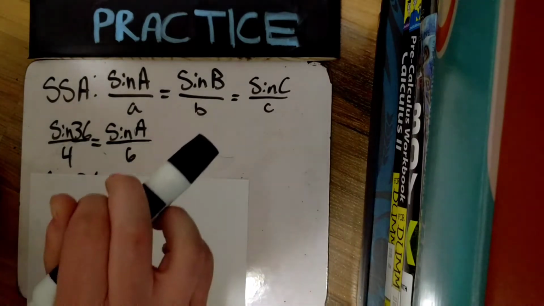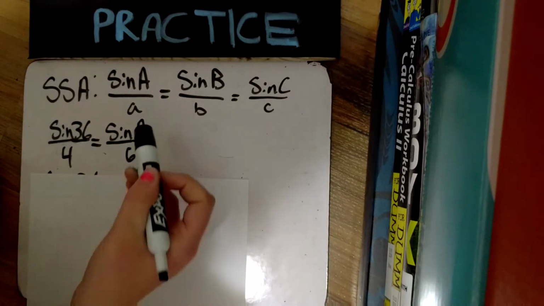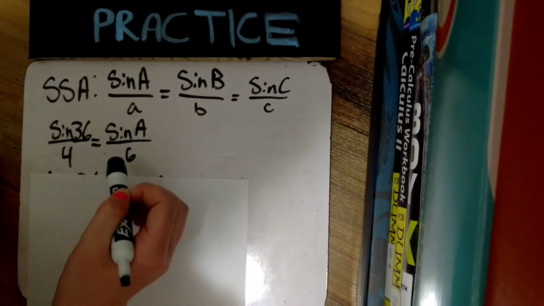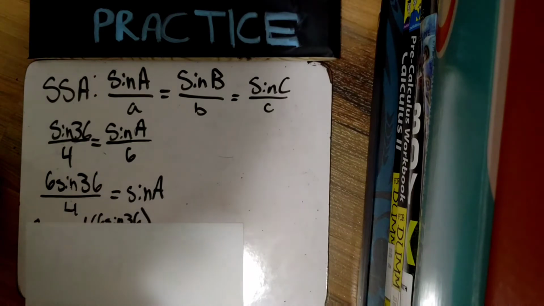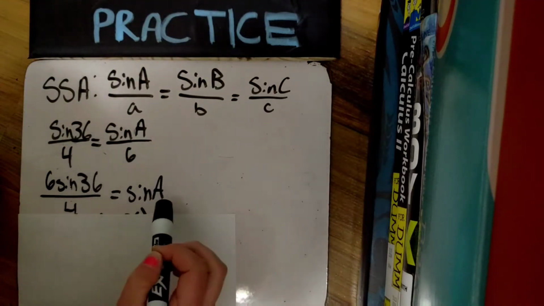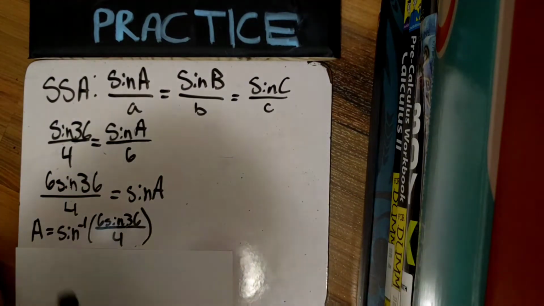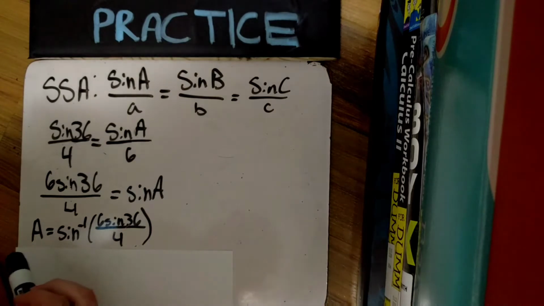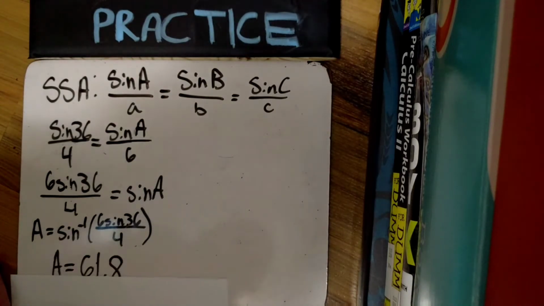So I know it said find the angle of B, but we cannot do that yet because we don't know the angle of A. So we're given the side of A, so we're going to use that to find the angle of A. So then that gives us 6 sine 36 over 4 equals sine of A. Now to undo the sine, we do inverse sine to get A by itself. So A equals inverse sine of 6 sine 36 over 4, which gives us A equals 61.8.